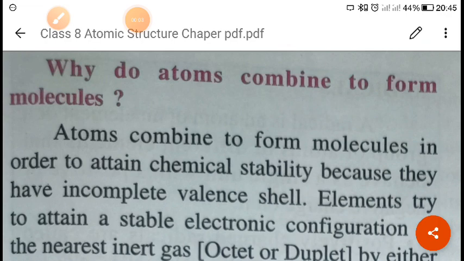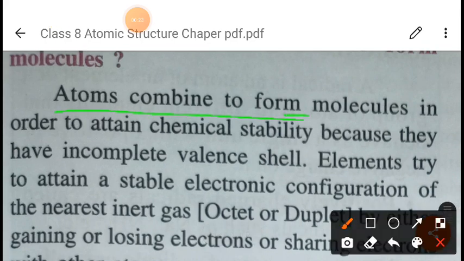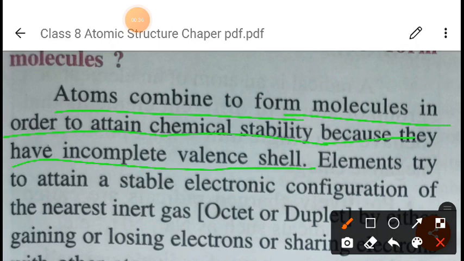So in the last class we discussed the valencies, right? Now in today's class we will discuss why atoms combine to form molecules, okay? We know that atoms combine to form molecules in order to attain chemical stability, right? Atoms combine to form a molecule just to attain stability, because they have an incomplete valence shell, okay?